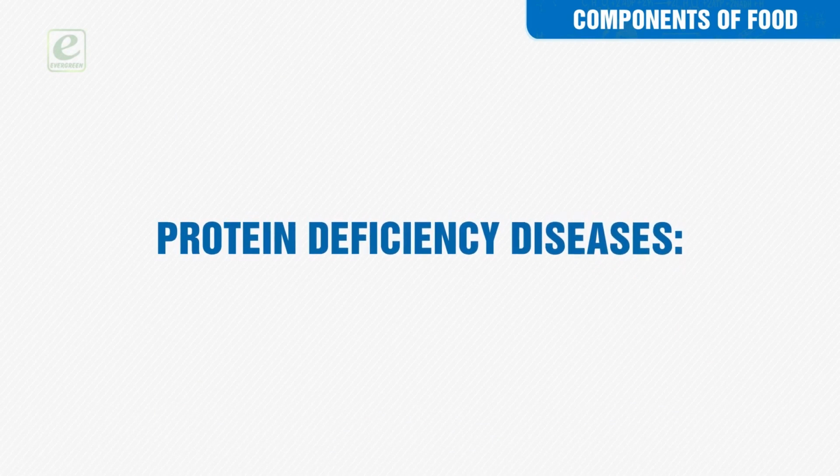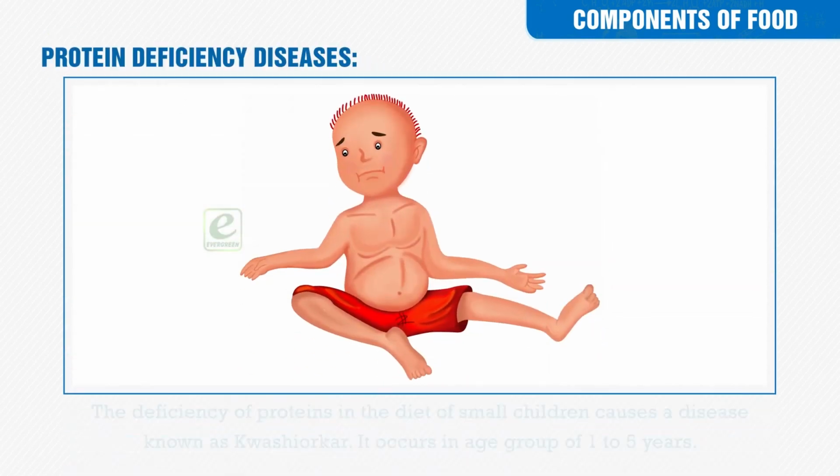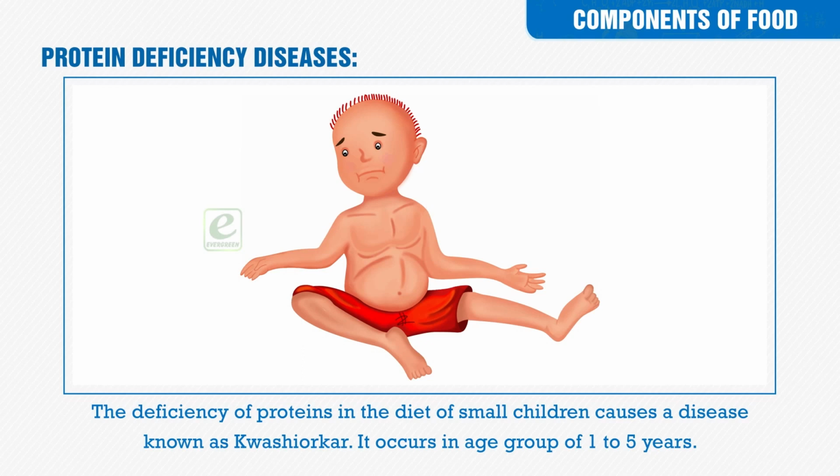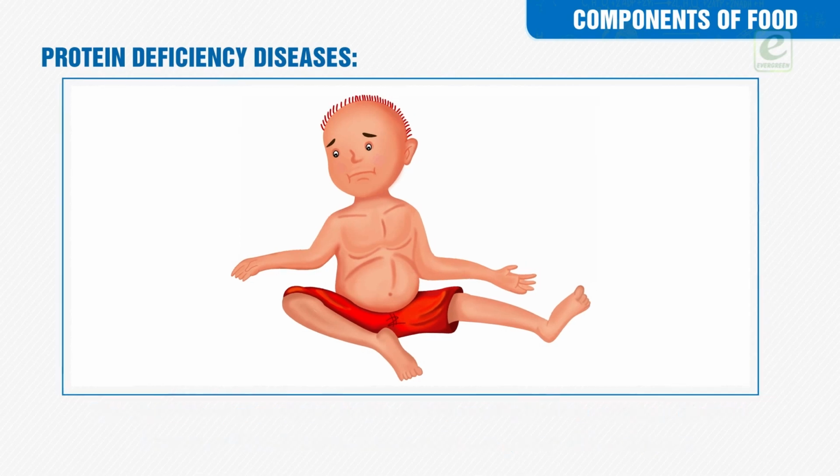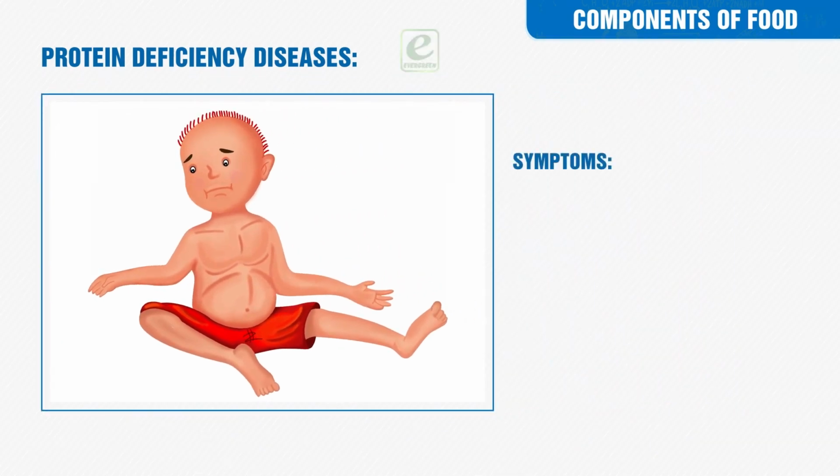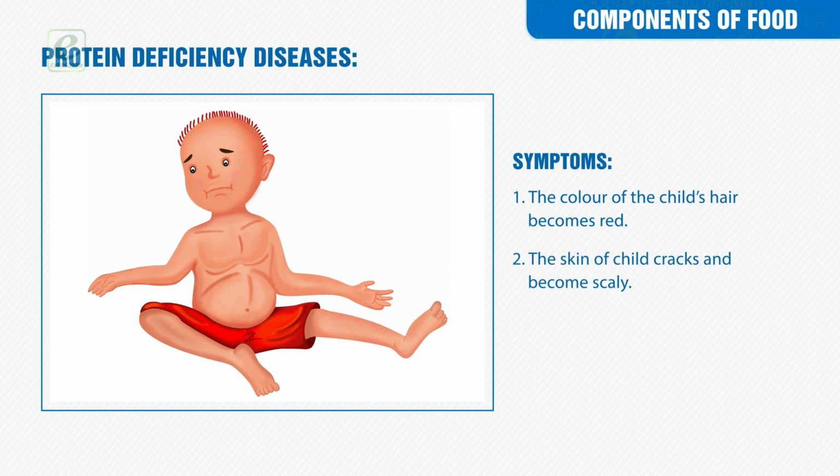Protein deficiency diseases. The deficiency of proteins in a diet of small children causes a disease known as kwashiorkor. It occurs in age group of 1 to 5 years. Symptoms. The color of the child's hair becomes red. The skin of child cracks and becomes scaly. The stomach of child becomes swollen and bulges out.